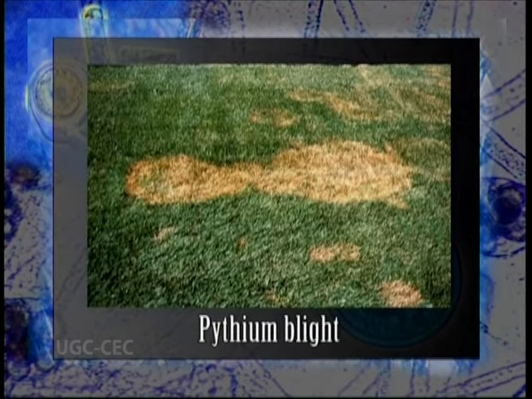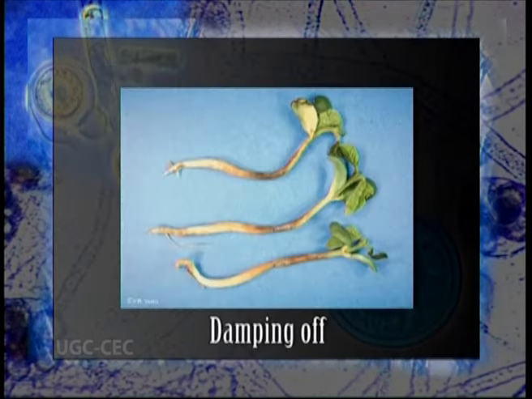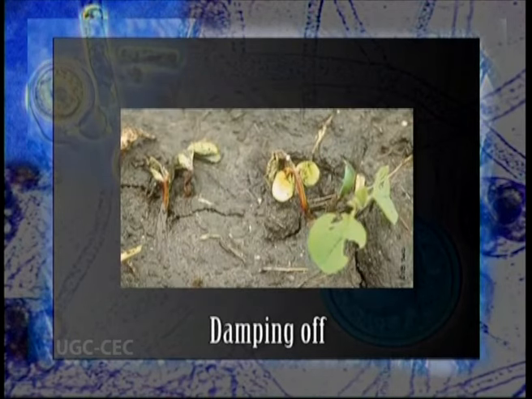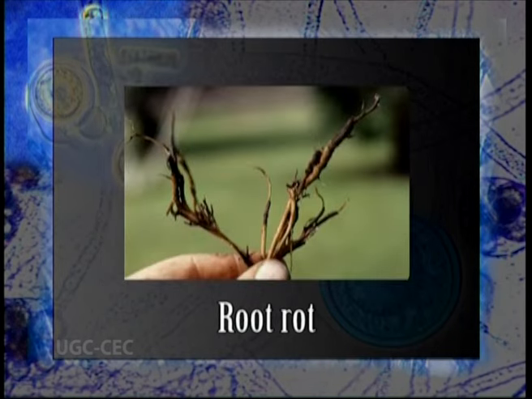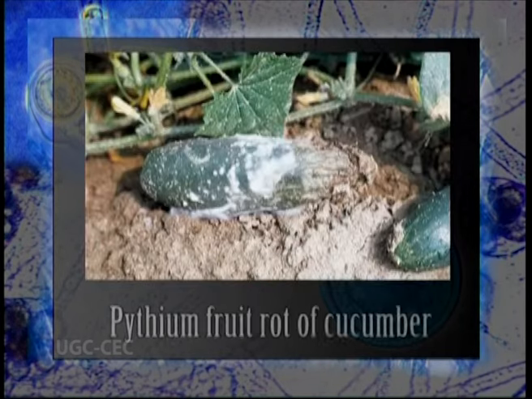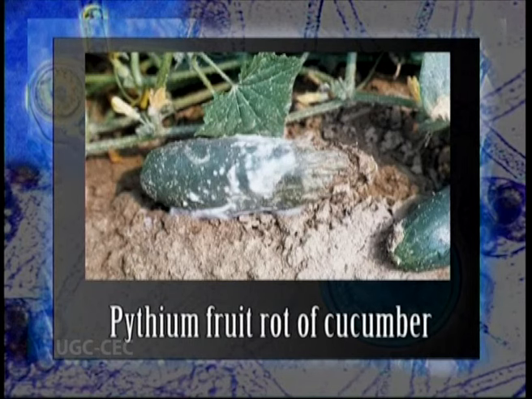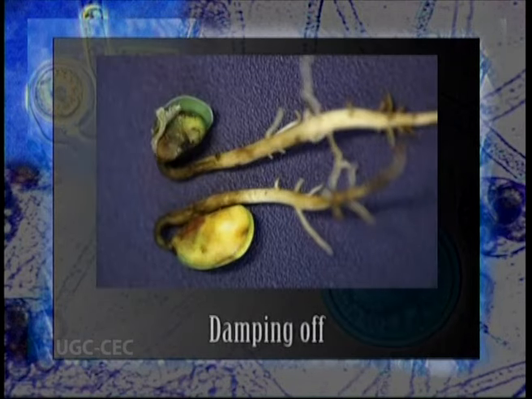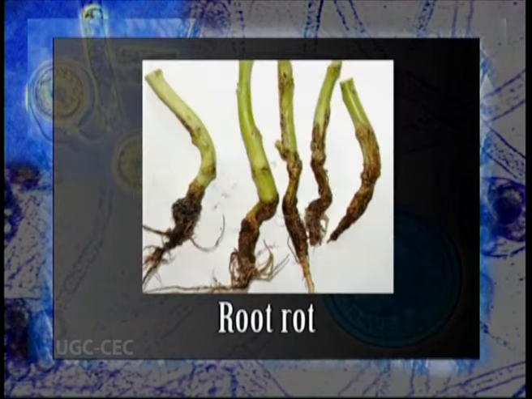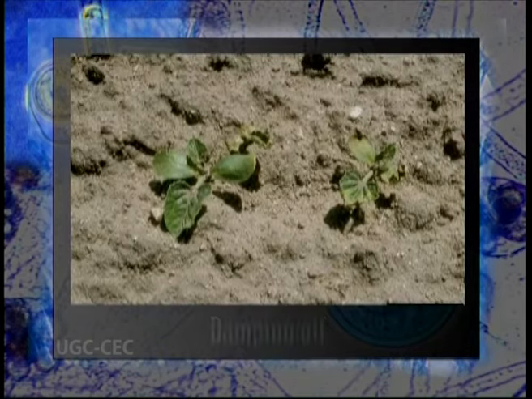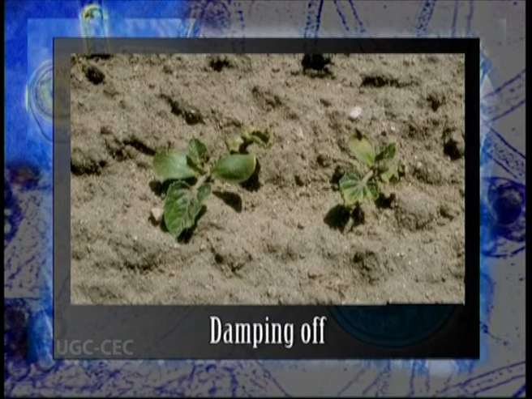The pathogenic species of Pythium mainly affect the juvenile or succulent tissues and restrict their parasitism to seedlings, feeder roots or root tips of older plants, and to watery fruits or stem tissues. The diseases caused by the fungus are damping off, Pythium blight, root rot, fruit rot, etc. However, the most common and economically important disease is damping off.